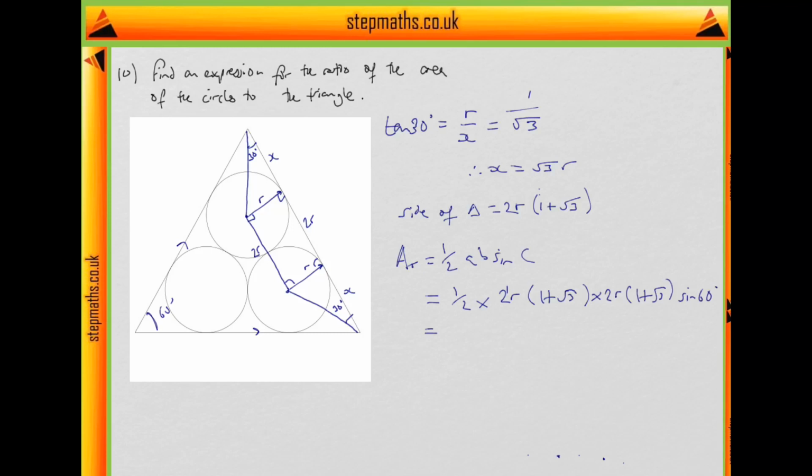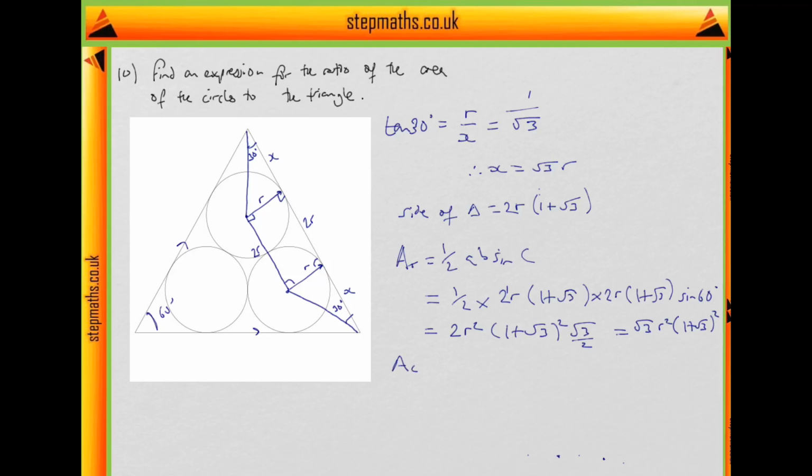Well, that's equal to 1/2 times 2r squared. 2r all squared is 4r squared. Times that by a half gives us 2r squared. Times 1 plus root 3 squared. Sine 60 is root 3 over 2. So that's equal to root 3 r squared times (1 plus root 3) squared.